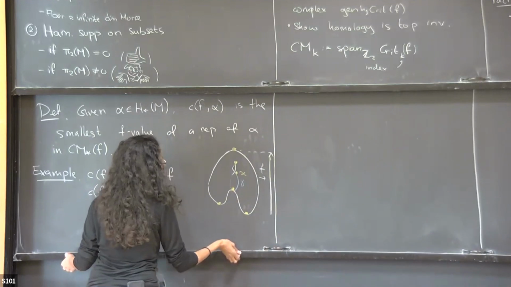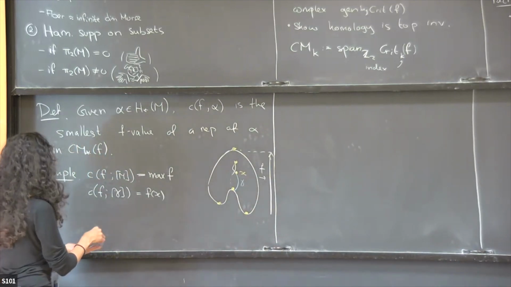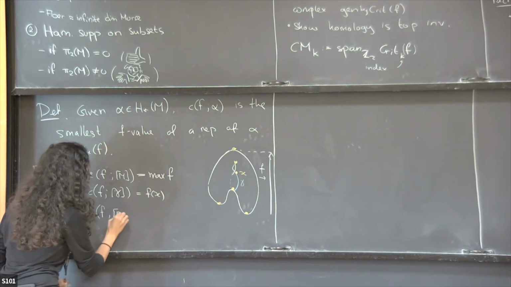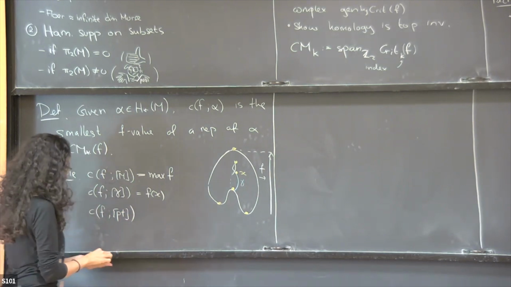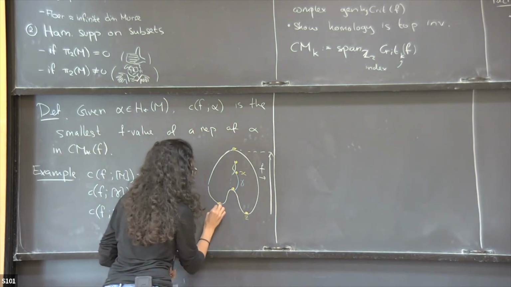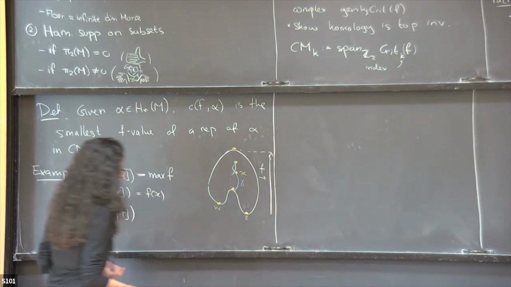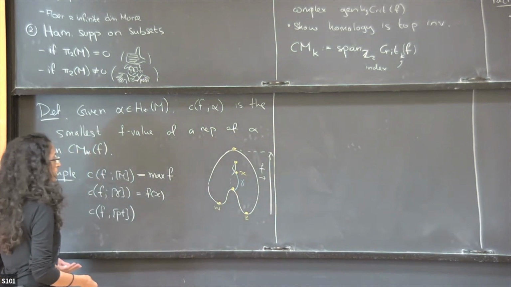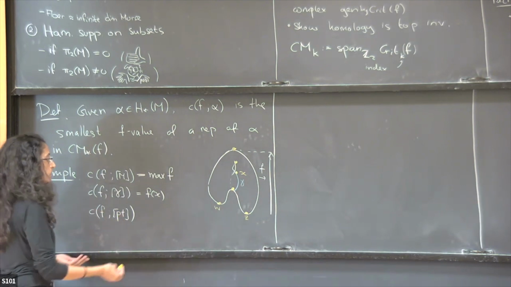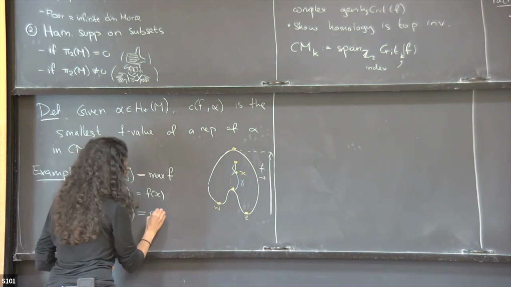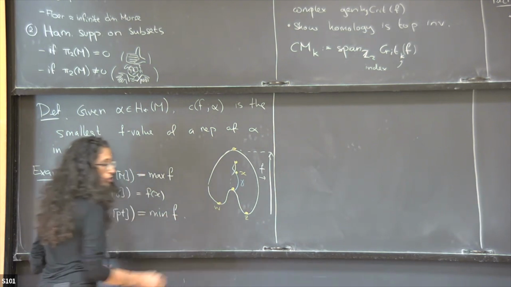And a slightly less completely trivial example is the class of the point. The point class is actually represented by both of these points, z and w. Each one of these minimum points represents the point class. And so the spectral invariant is going to be the smallest value among these, so this will be just the global minimum of the function f.